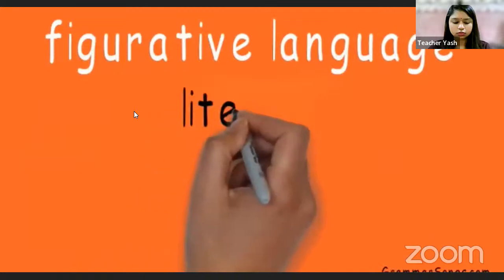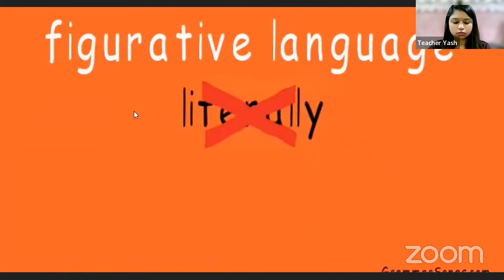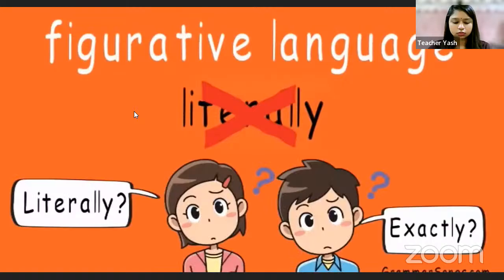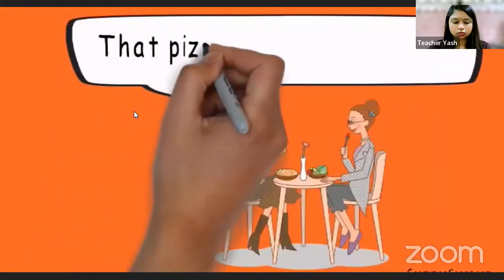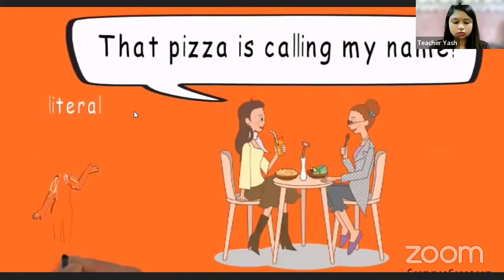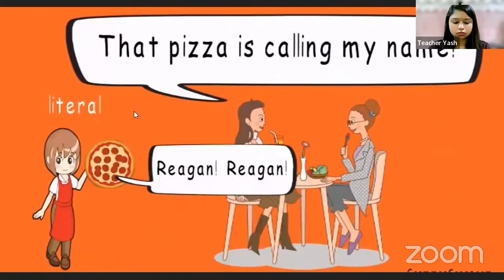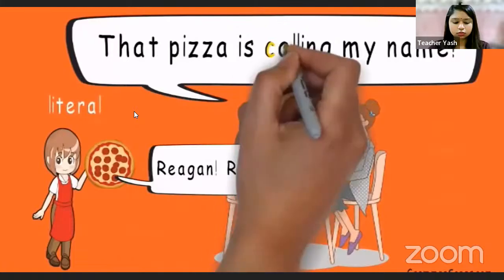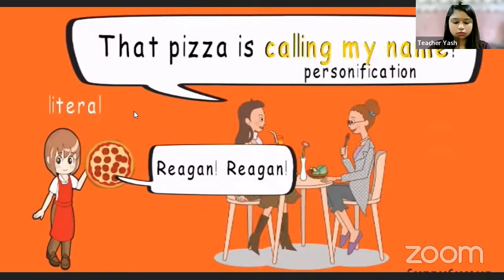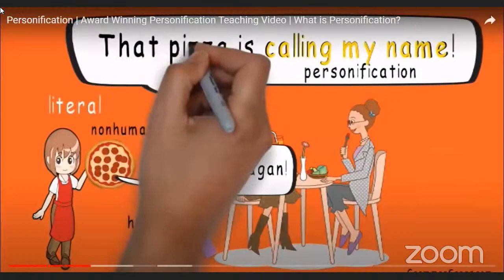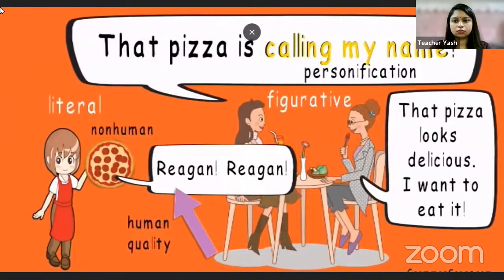Personification is a form of figurative language, which means the words can't be taken literally or exactly. Let me show you an example. You may have heard someone say, "That pizza is calling my name." But pizza can't talk. Calling my name is an example of personification. The pizza, a non-human thing, is being given a human quality, the ability to talk. That pizza is calling my name is figurative for, that pizza looks delicious, I want to eat it.